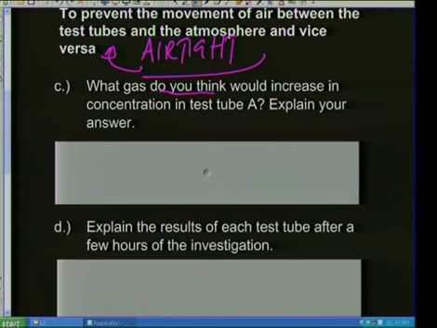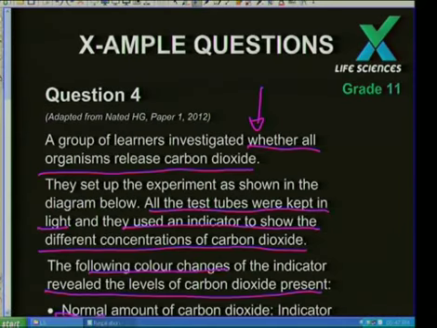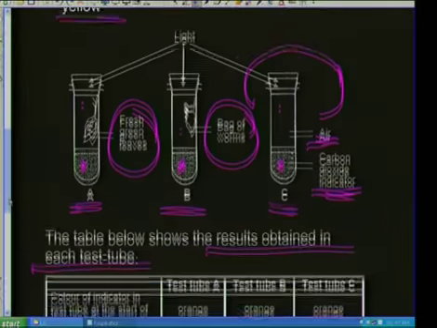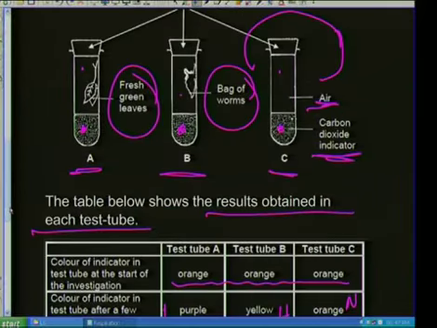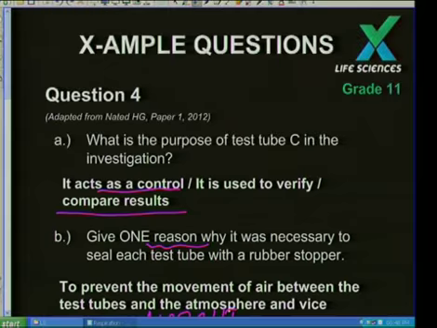What gas do you think would increase in concentration in test tube A? Explain your answer. Let's go back to test tube A. Oops, it's on the next page. Test tube A, what have we got here? We got fresh green leaves and we got the solution. And what do we know about plants? That they're going to use CO2 for photosynthesis and they're going to use oxygen for cellular respiration, but when they photosynthesize, they're going to release oxygen. So keep that in mind.